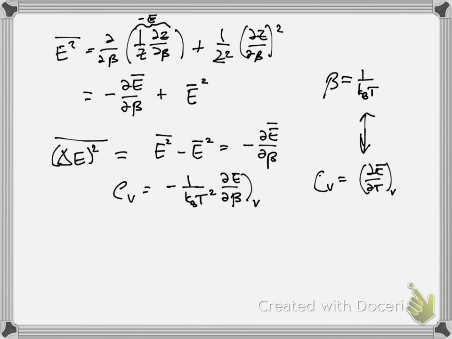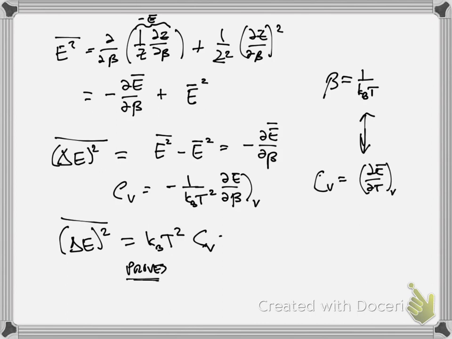So what we find then is that the mean square fluctuations in the energy of my system are k Boltzmann T squared times the heat capacity at constant volume. That's pretty interesting, right? So systems that have a very, very large heat capacity tend to have bigger fluctuations in their energy content. That's an interesting thing.